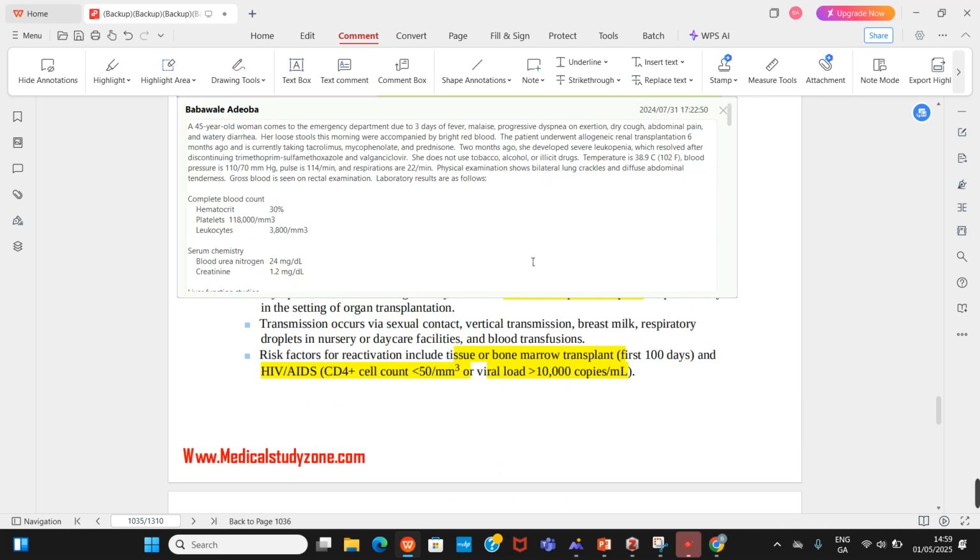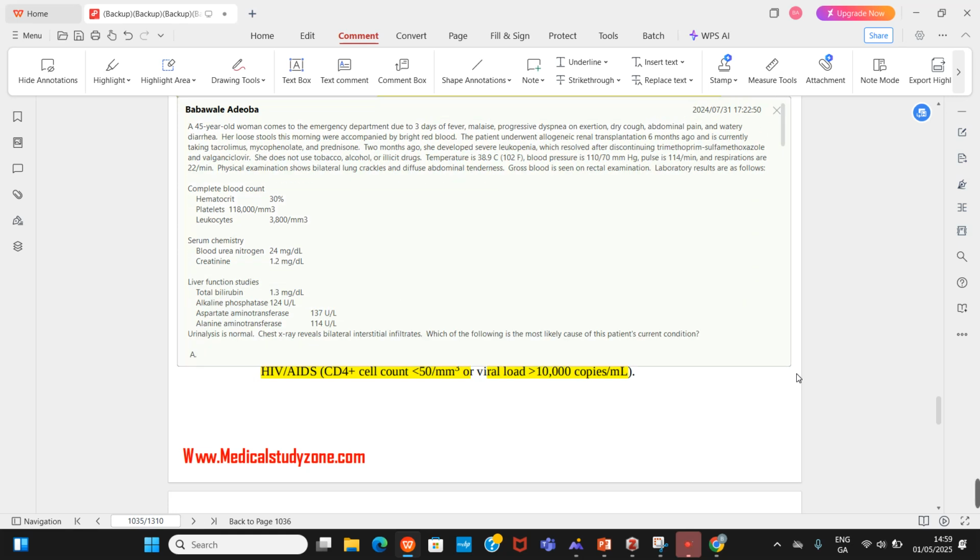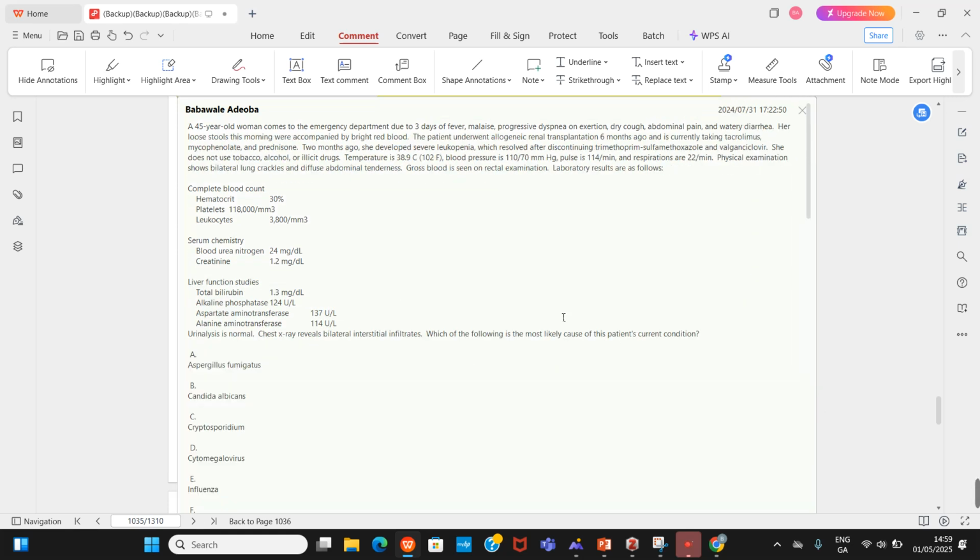Let me see. Okay, so this is a 45-year-old woman who comes to the emergency department due to a 3-day history of fever, malaise, progressive dyspnea on exertion, dry cough, abdominal pain, and watery diarrhea. Her loose stools this morning were accompanied by bright red blood. The patient underwent allogeneic renal transplantation 6 months ago, and she's currently taking tacrolimus, mycophenolate, and prednisone. 2 months ago, she developed severe leukopenia, which resolved after discontinuing trimethoprim-sulfamethoxazole and vancomycin. She does not use tobacco, alcohol, or illicit drugs.